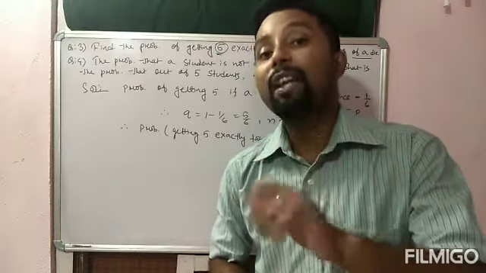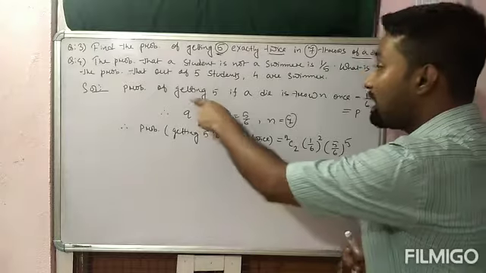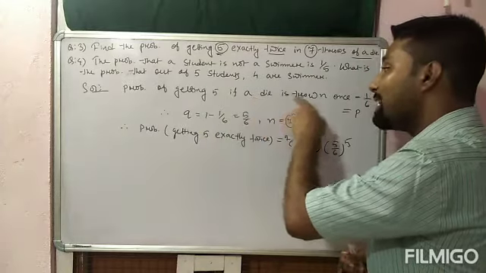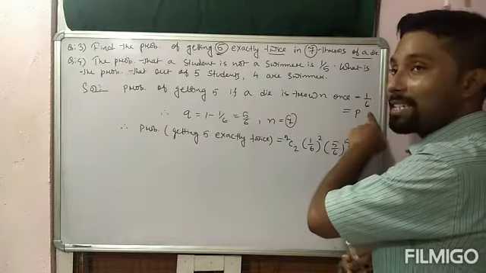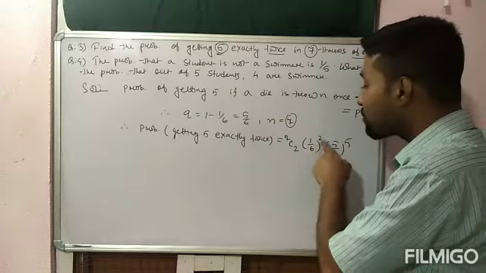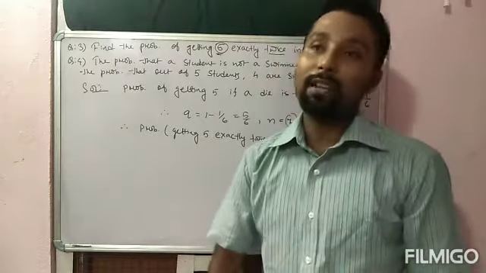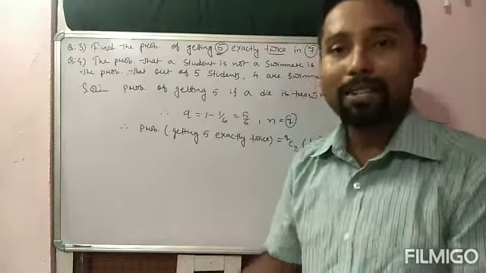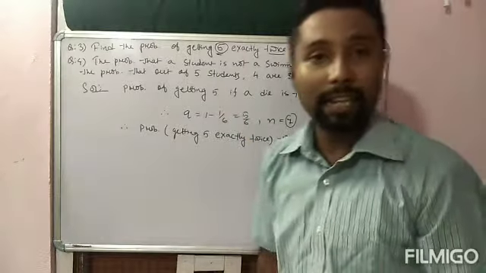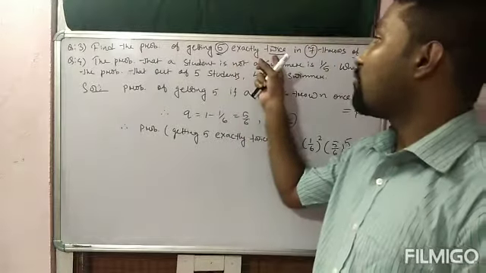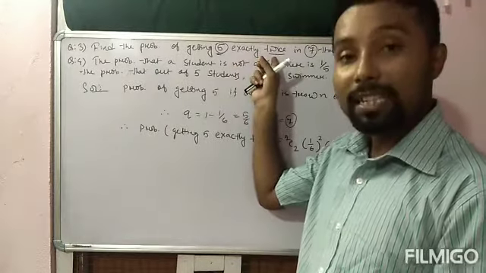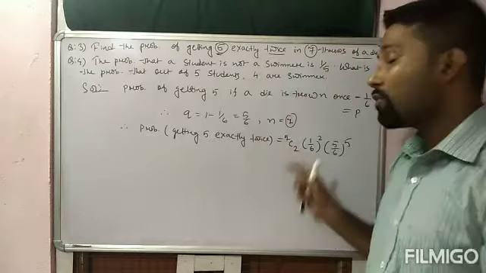That means 5 should come 2 times. So the probability of getting 5 if a die is thrown once is 1 by 6. If it is 2 times, then 1 by 6 to the power 2. If 3 times, then 1 by 6 to the power 3. If 4 times, then 1 by 6 to the power 4. It depends. Whatever is asked in the question, you have to write that. If exactly 4 is asked here, then it will be 1 by 6 to the power 4.